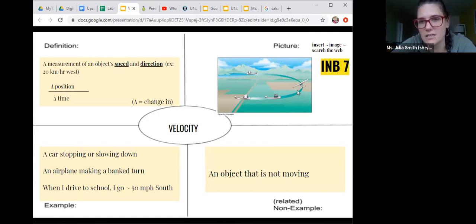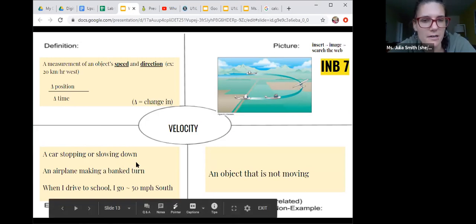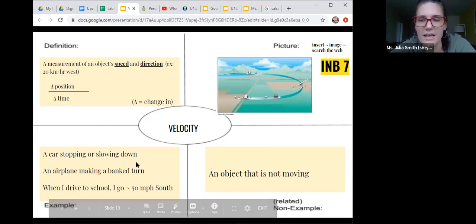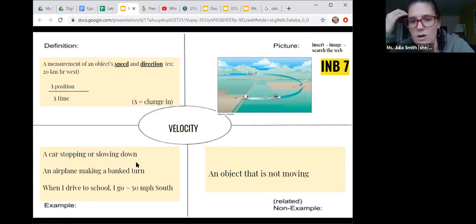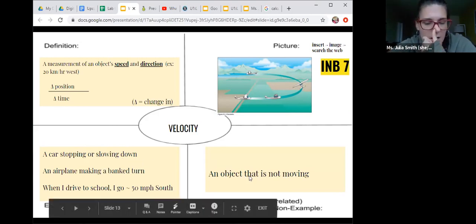My example is an airplane making a banked turn. Some other examples could be a car stopping or slowing down. And when I drive to school, I go about 50 miles per hour on average to the south, because I live north of the school. A non-example would be an object that's not moving. So velocity is like speed, except that it also measures the direction.